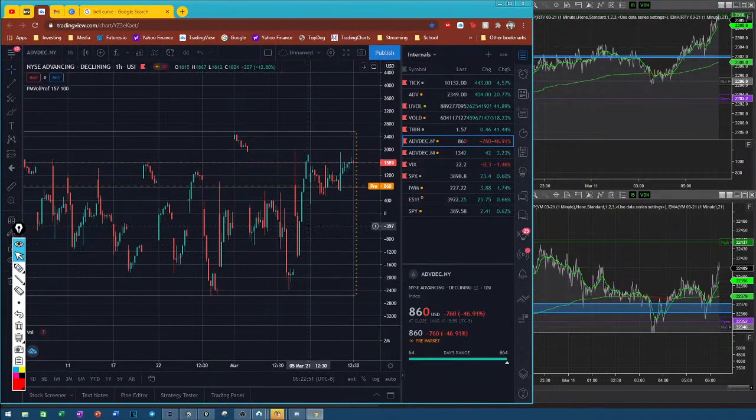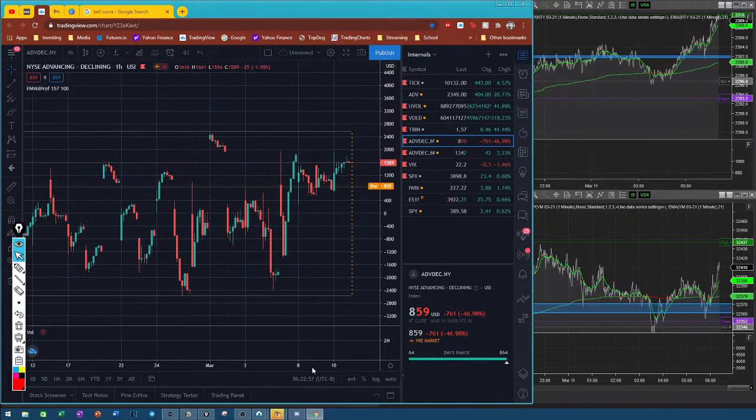So this is the advanced decline, and it tells you how many stocks in the New York Stock Exchange are green on the day versus red on the day. So right now you can see that in pre-market we're opening here at 862. So 862 more stocks, I should say, are bullish on the day versus bearish in the NYSE. So you can watch this, and it really helps you to gauge what's going on in the overall trend. And on TradingView, here's the ticker.